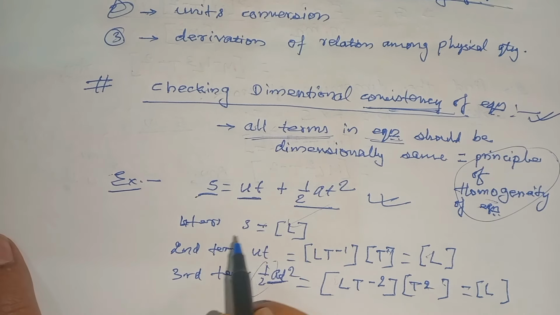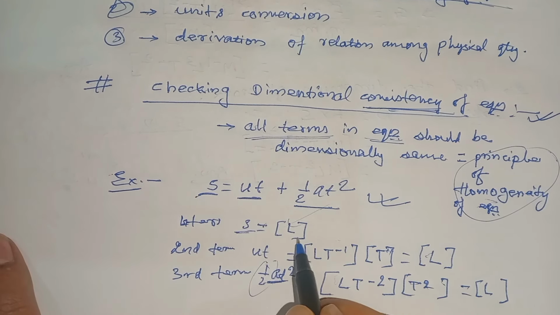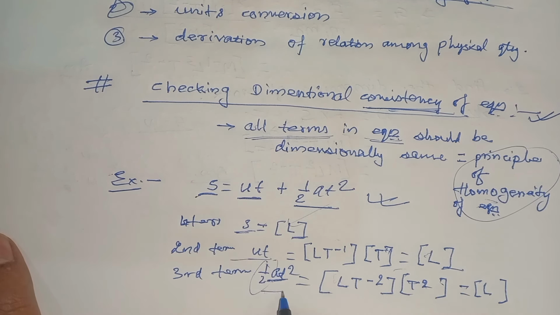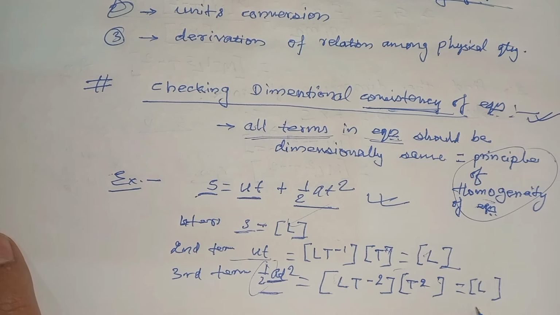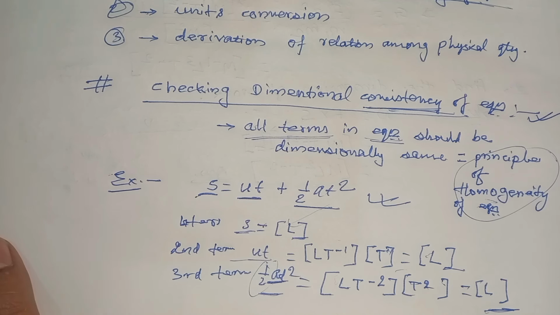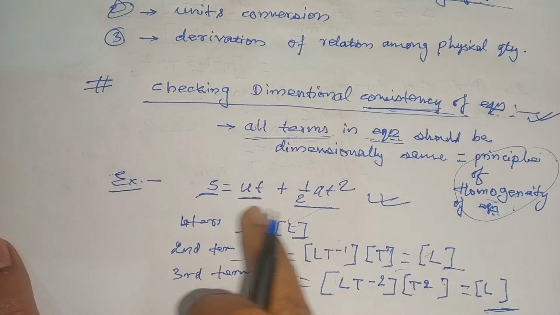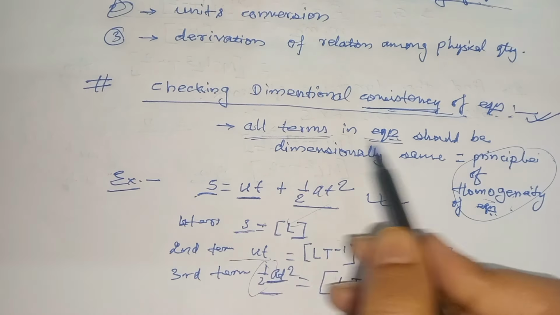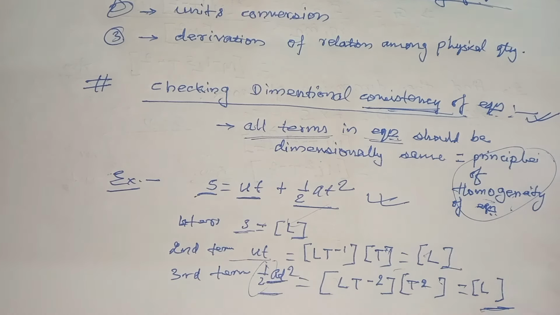Now we see the dimension of the first part is L, the dimension of the second part is also L, and the dimension of the third part is also L. So this is dimensionally correct, and this satisfies the principle of homogeneity of equations. So we checked that this equation is dimensionally correct, because all the terms in the equation have the same dimension.